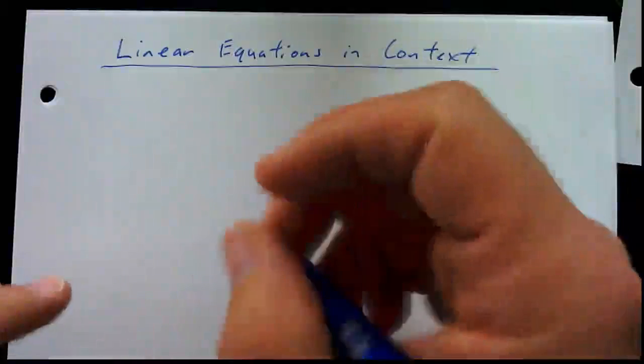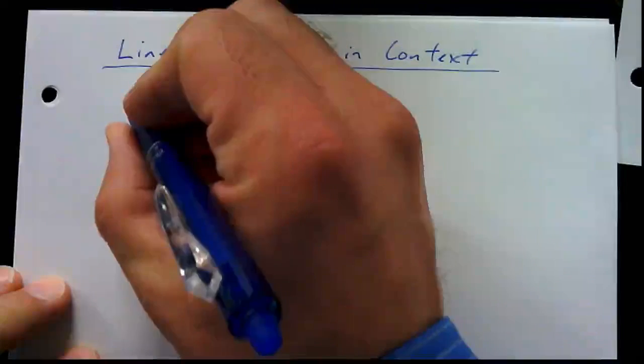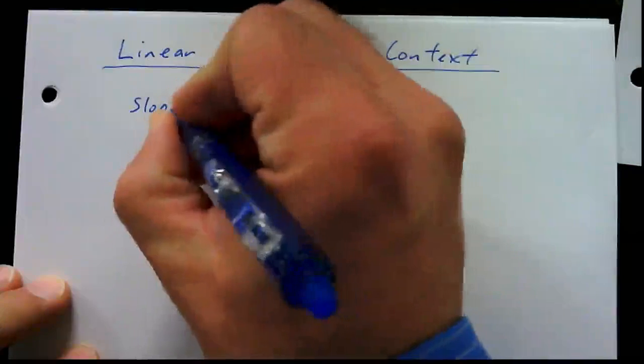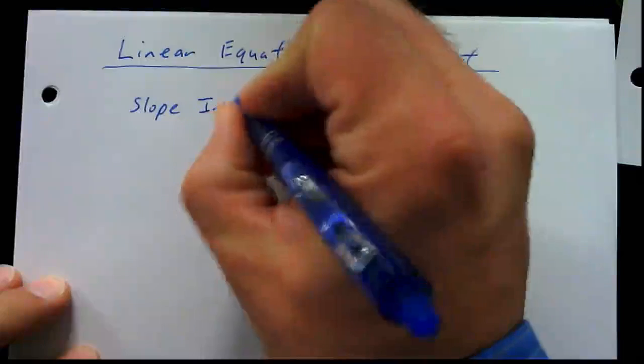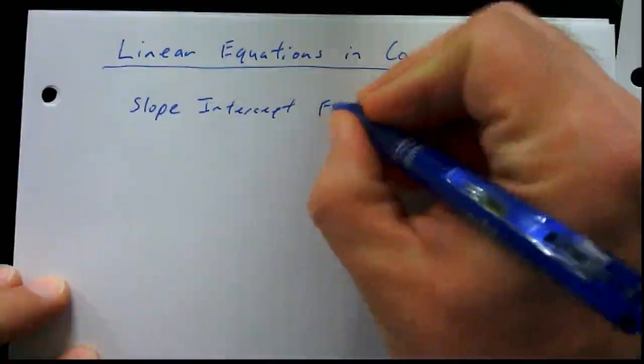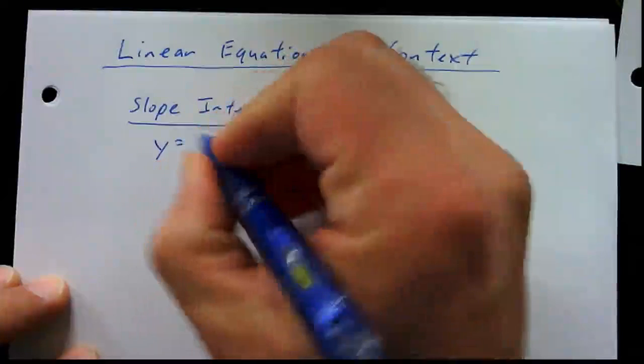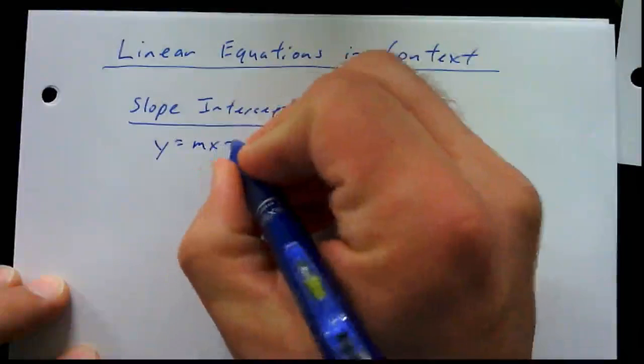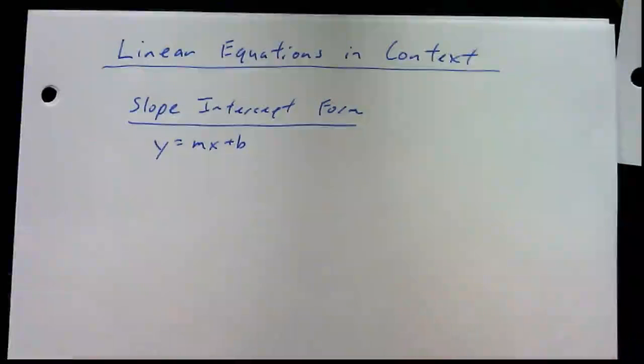You guys remember slope-intercept form? All right, so slope-intercept form is very important to us. It is y equals mx plus b. Now, in that format, there's two main ideas that we have in that formula. There's the slope, and there's the intercept.